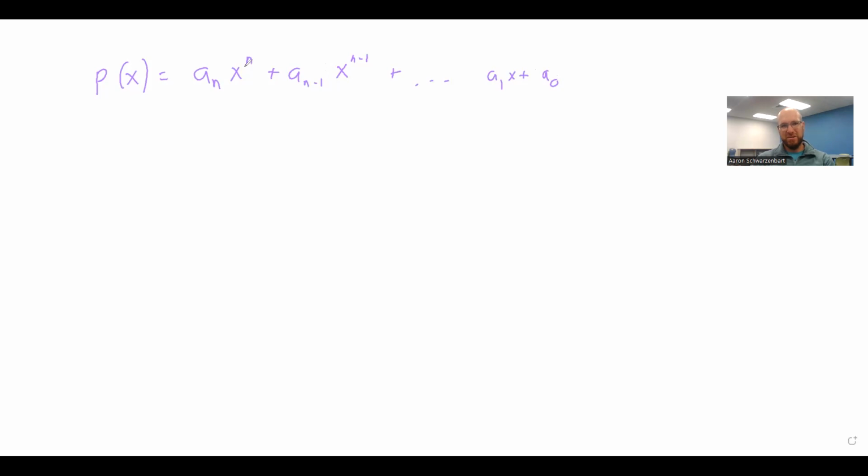Plus minus. The key to polynomials: the exponent, or the n, must be a positive integer, or a whole number would be another way to say that. Probably the easier way. So 0, 1, 2, 3, 4. They cannot be negative.